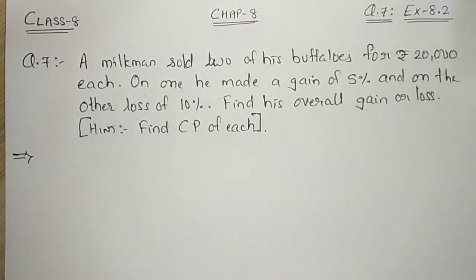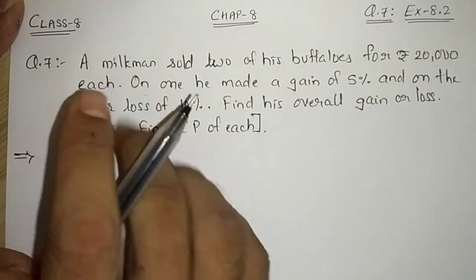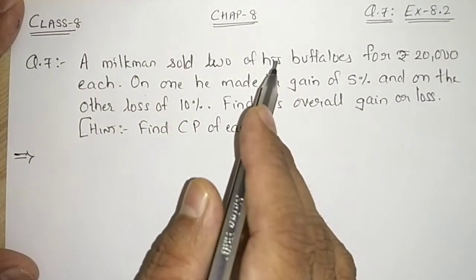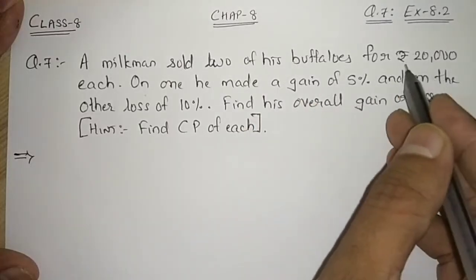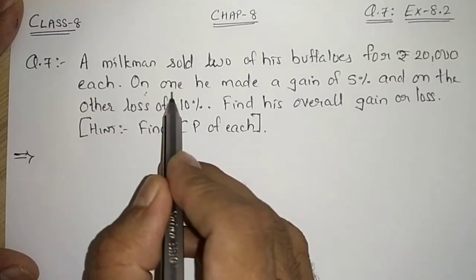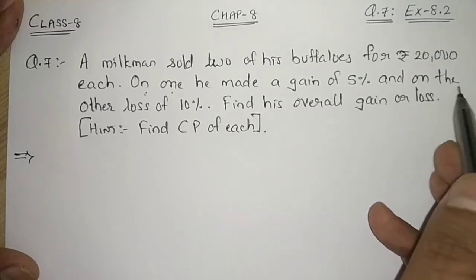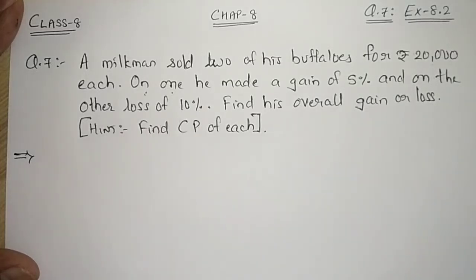Good morning, students. Today we are going to solve question number 7 of exercise 8.2. Question number 7 says a milkman sold 2 of his buffaloes for rupees 20,000 each. One milkman is there who sold 2 of his buffaloes, each for rupees 20,000. On one he made a gain of 5% and on the other a loss of 10%.